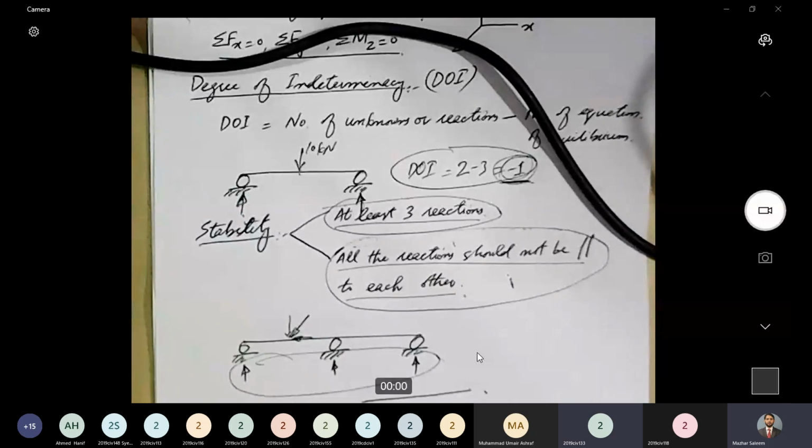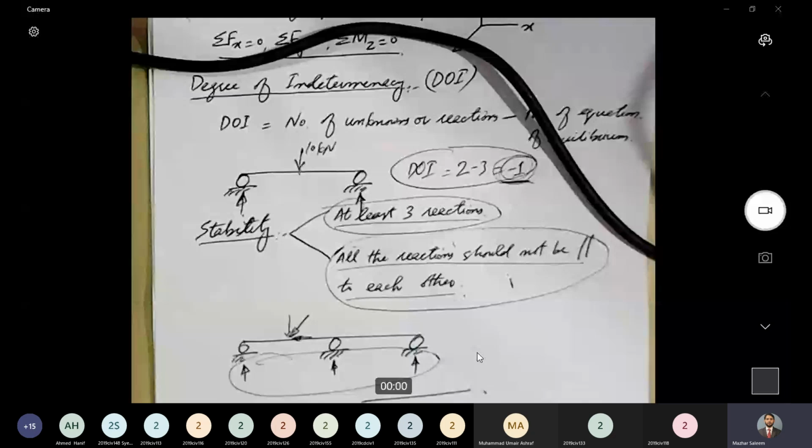Sir, one more question that arises in my mind since you've mentioned this concept of parallel reactions. Okay. Sir, hypothetically, if you are to say that these reactions are acting against each other, as in they are cancelling out each other. Can there be any such case?